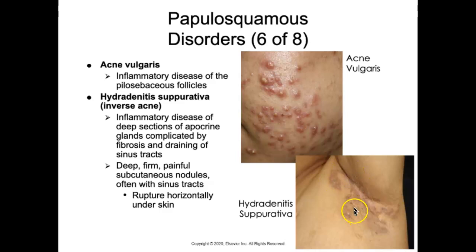We could see some of the lesions presented over here. It is a deep, firm, and painful subcutaneous nodule that is associated with sinus tracts. These can rupture horizontally under the skin, so you could see that may have taken place right along in here where the fold of the axilla is. And the best way to treat this is to have some type of topical therapy, systemic medication, and an incision if necessary to drain any nodules that are present.